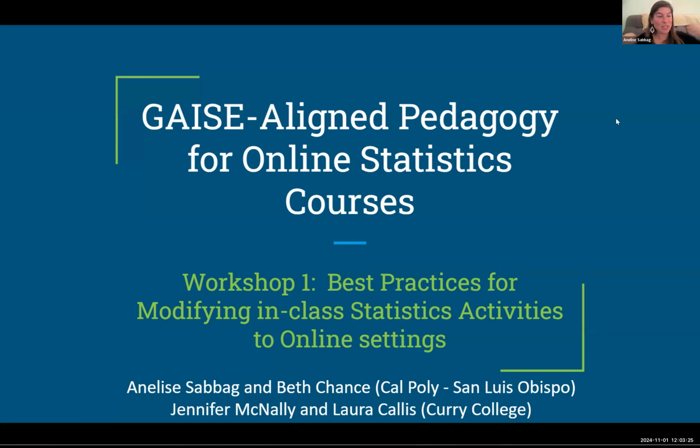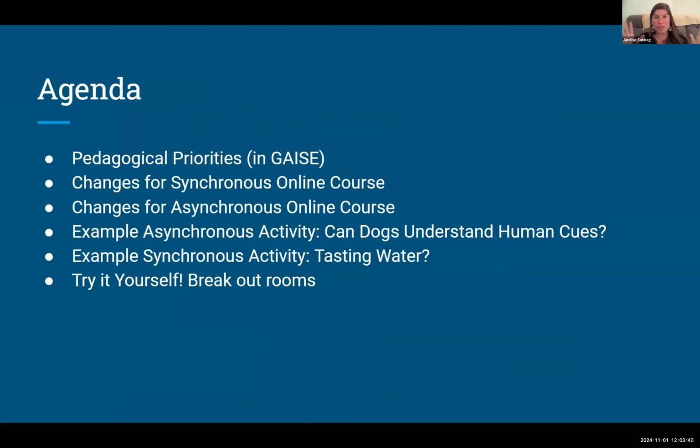So today we're going to talk about in-person activities and how we can change those activities into an online setting, focusing on synchronous online and asynchronous online. We're going to start with some of the GAISE recommendations about active learning. Then we're going to talk about changes we've done and examples for synchronous and asynchronous classes. And we're going to finish with an opportunity for you to try it yourself, to change an activity. We're going to be in the breakout rooms with you, helping with the discussion.